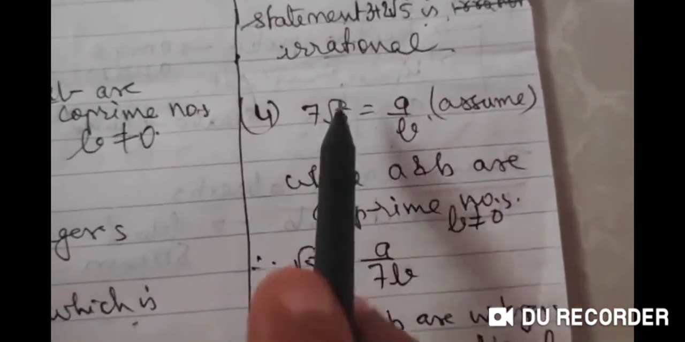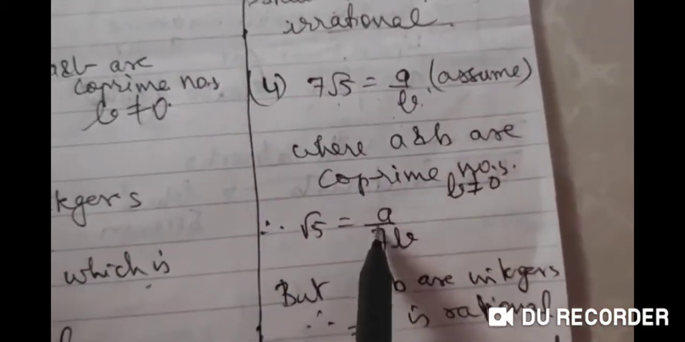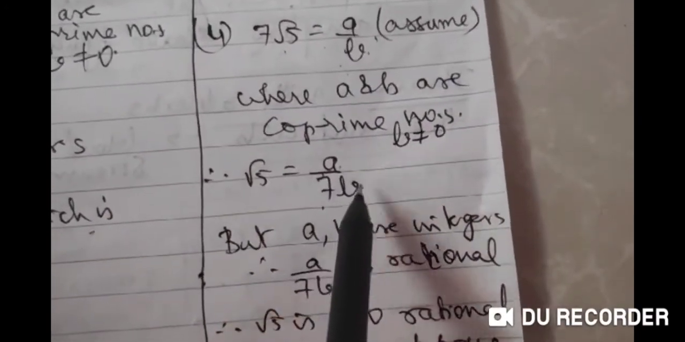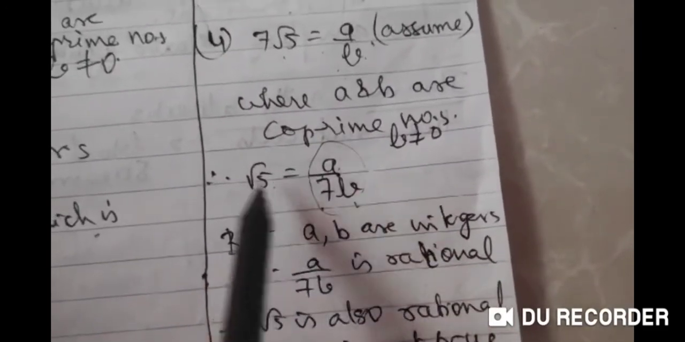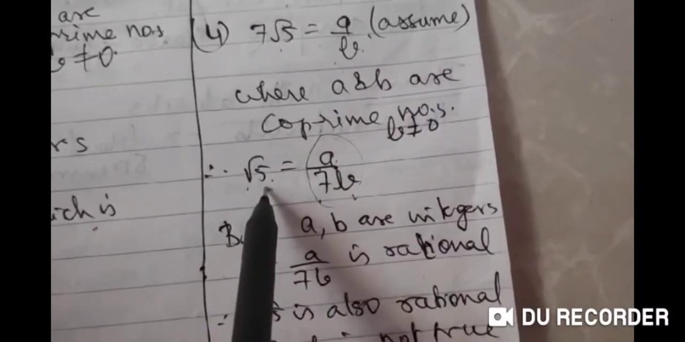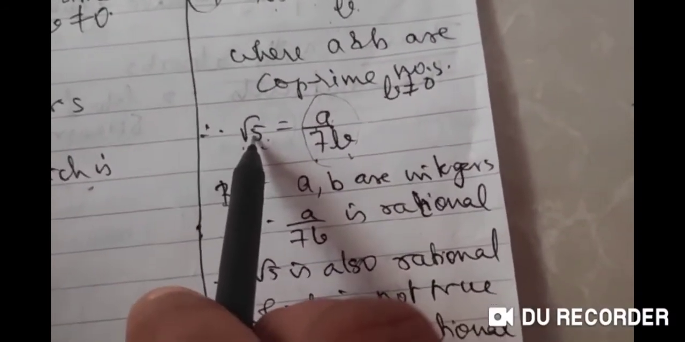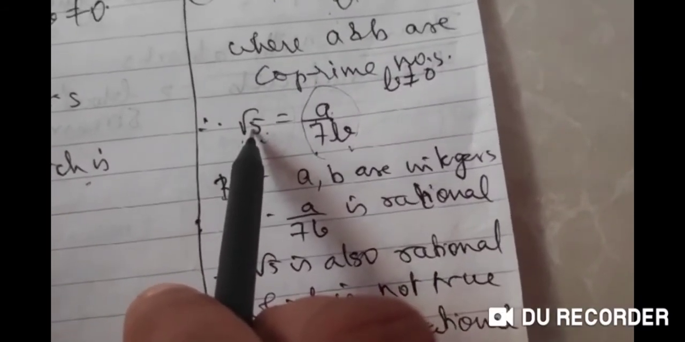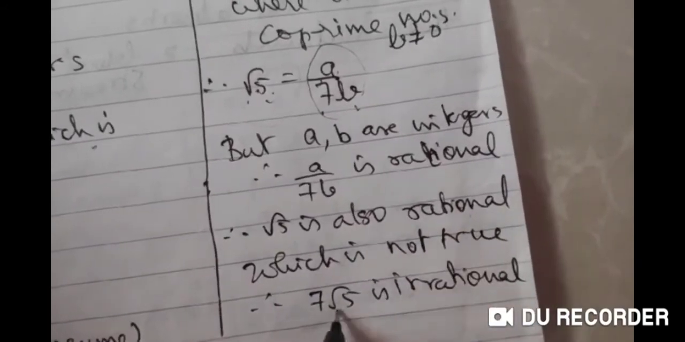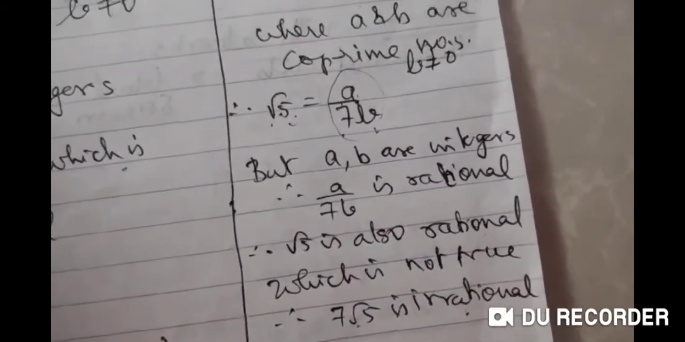So root 5 will be, you take 7 on the other side, a upon 7b. But a and b are integers, so a upon 7b fully will be a rational number. And this part is equal to root 5, so root 5 will also be a rational number. But that is again against the theorem. The theorem says that the square root of a prime number is an irrational number. So therefore this assumption is wrong, or the statement is incorrect. Therefore 7 root 5 is irrational. Clear?